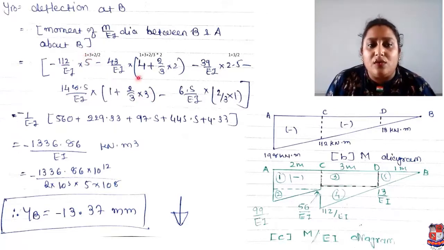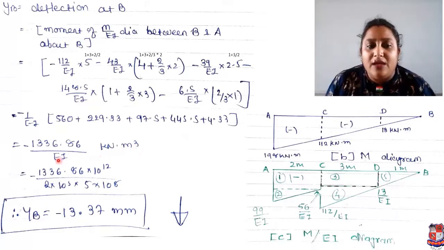Okay, so it is very simple. After simplifying that, we will write down minus 1 upon EI, which we have taken common. Then after simplifying all these terms, it is like 560 plus 229.33 plus 97.5 plus 445.5 plus 4.33. If we simplify that, then again we will get minus 1336.86 upon EI kilonewton into meter cube.